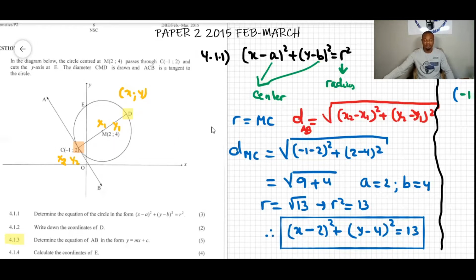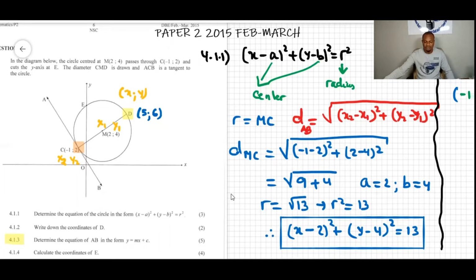In the previous question, we worked out question 4.1.1. For question 4.1.2, we already found the value of D, which was (5,6). Now, in this question, we are asked to determine the equation of AB in the form y = mx + c. AB is this line, the tangent of the circle. This is what we're going to find.